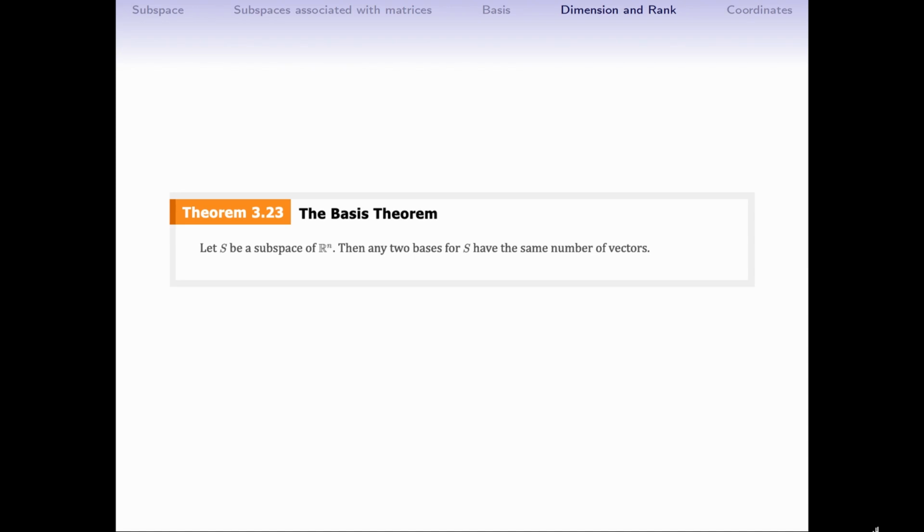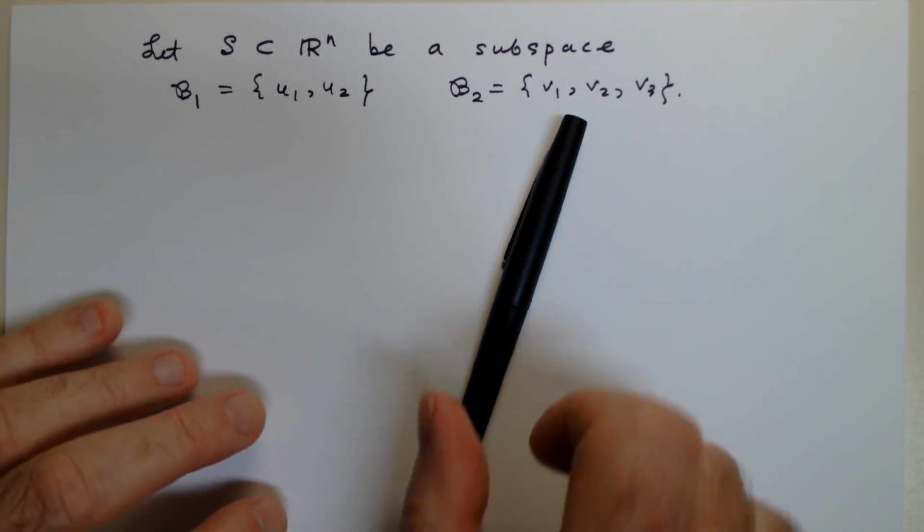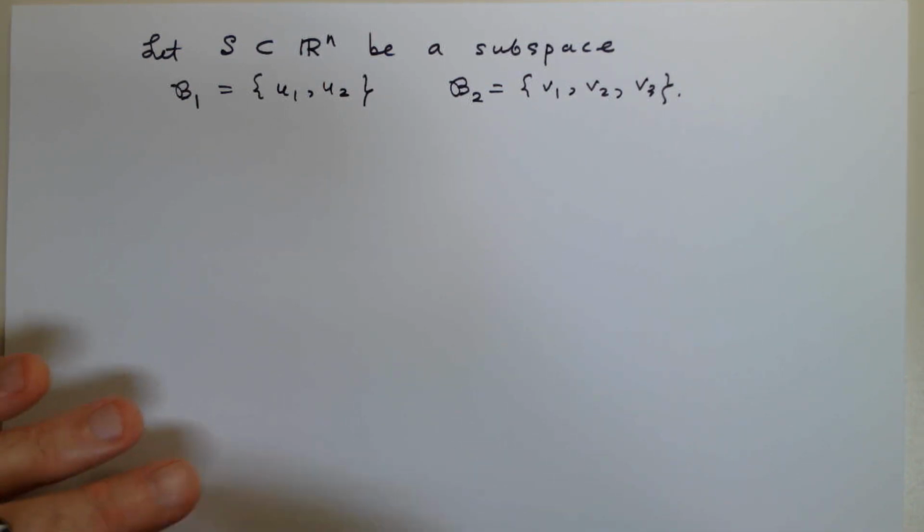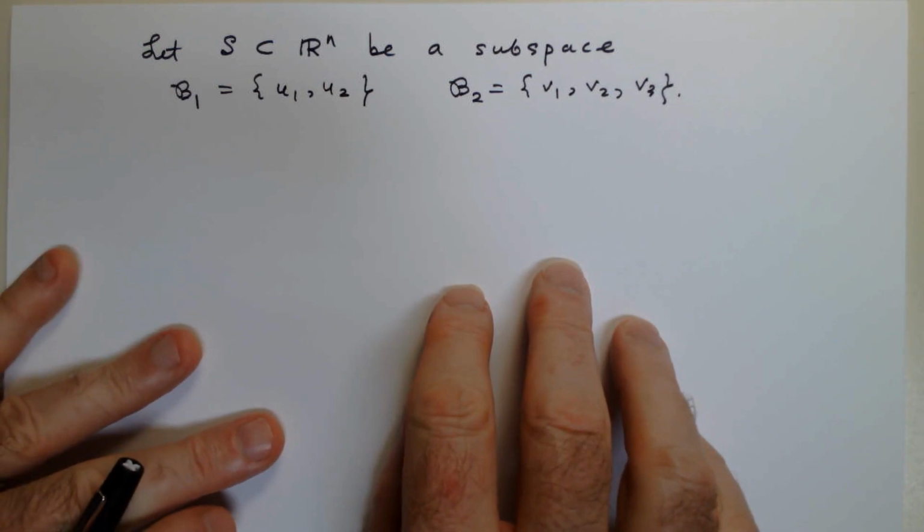Here's theorem 3.23, the basis theorem. Let S be a subspace of Rn, then any two bases for S have the same number of vectors. Let's look at the proof of this important theorem at the document camera. All right, welcome to the document camera. Let's look at the proof of theorem 3.23.